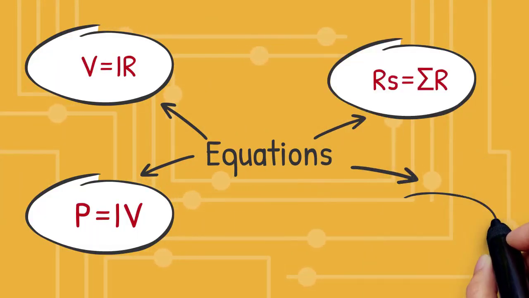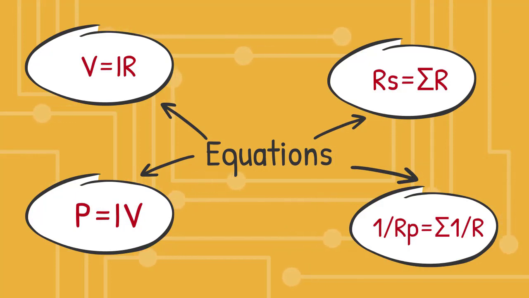First one is Ohm's law, where the voltage equals the current times resistance, or V equals IR. Then we have Joule's law, which is power equals current times the voltage, or P equals IV. And then we have series circuits, or RS, being equal to the sigma or sum of all the resistors in the series. And finally, we have the parallel circuit, which is 1 over RP equals the sigma or sum of each reciprocal of the resistor in parallel.